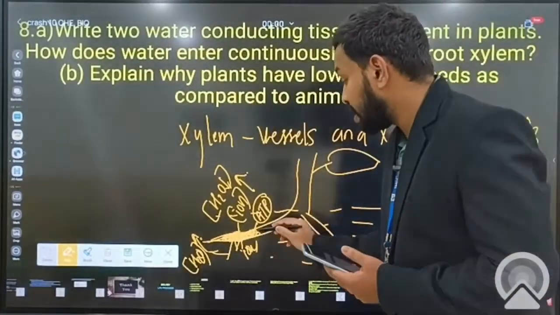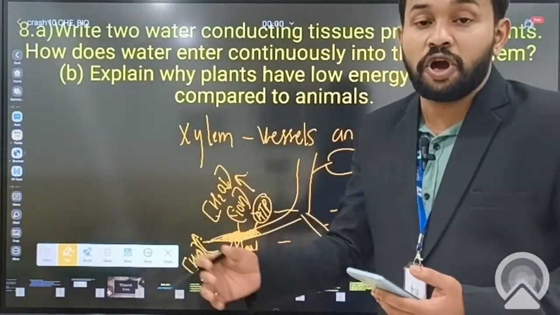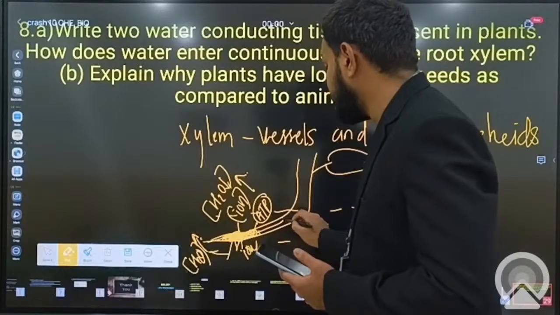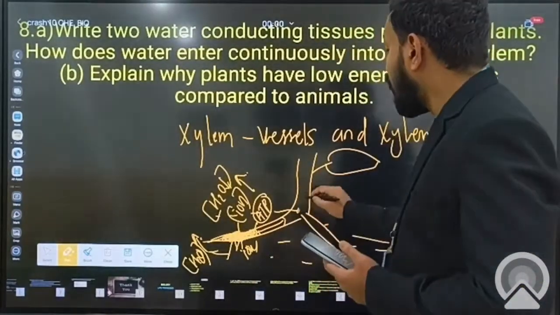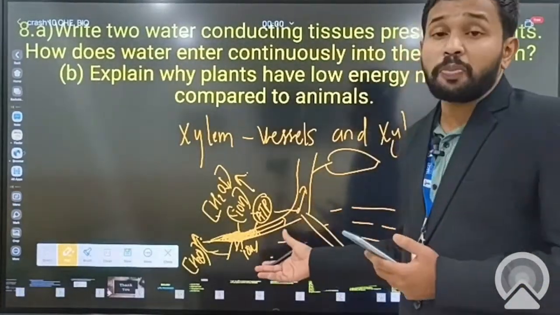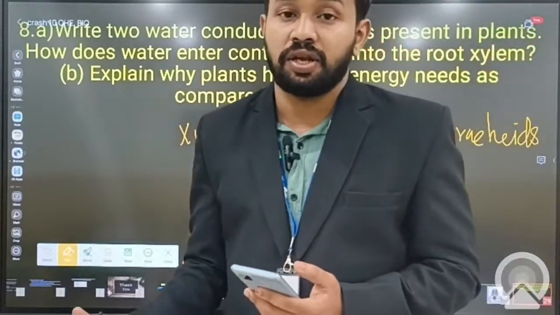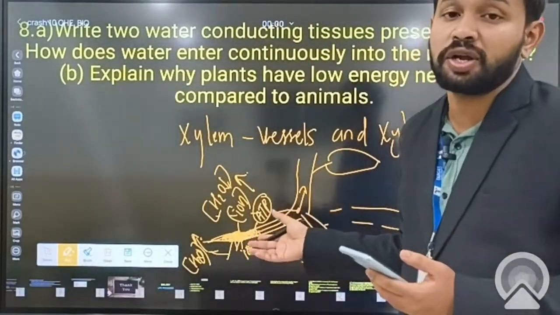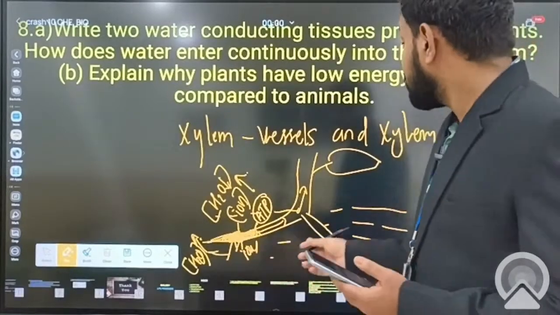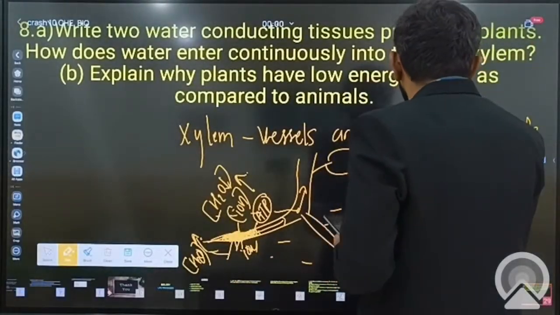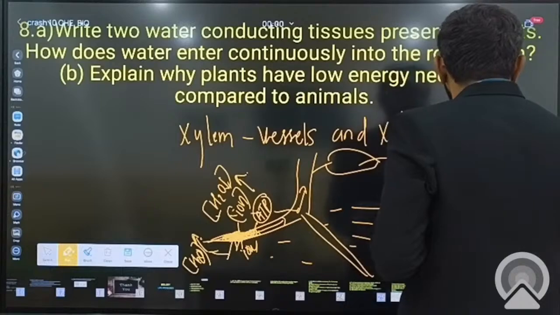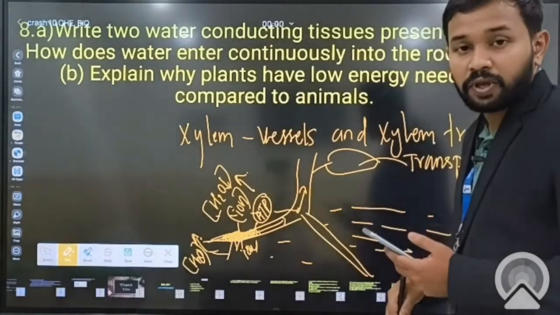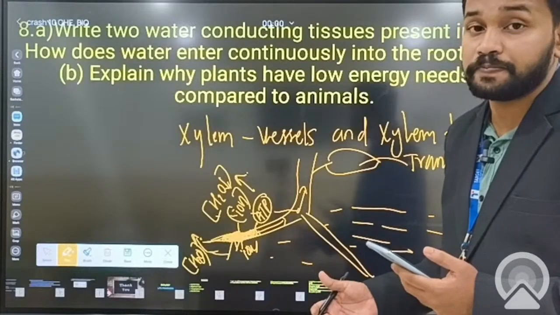This phenomenon is called root pressure. It creates root pressure and water moves upward. But this is not possible in the case of higher plants. In higher plants, this pressure is not enough. At that time, another phenomenon called transpiration pull operates. What do you mean by transpiration?